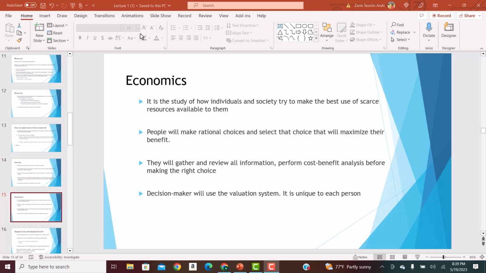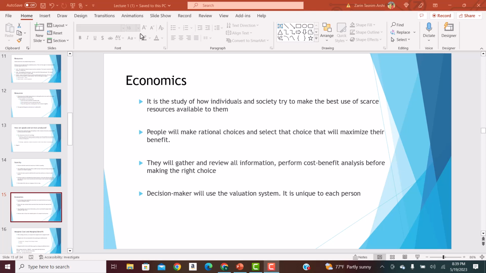So, getting back, just as a recap, economics is basically the study of how individuals and society try to make the best use of the scarce resources available to them in order to meet individual demand or society's demands and maximize their benefit or satisfaction. Now, we also know that people will make rational choices, they will think logically and select the choice that will maximize their benefit. Before they make a decision, individuals and the society as a whole will gather and review all information related to the choice. They will perform a cost and benefit analysis and then make a decision.